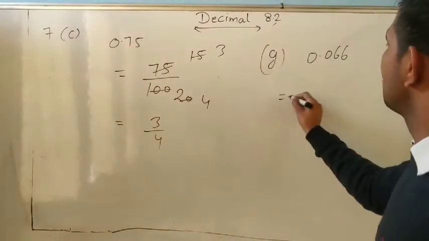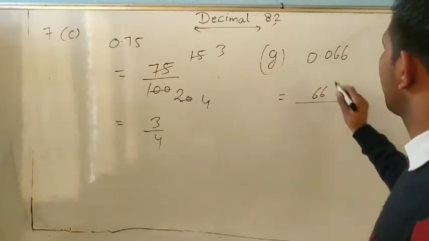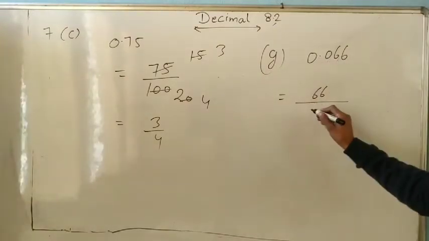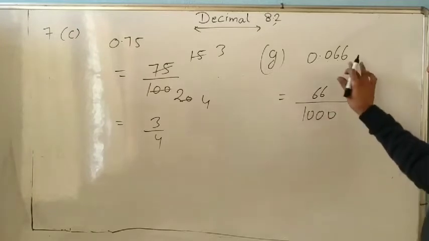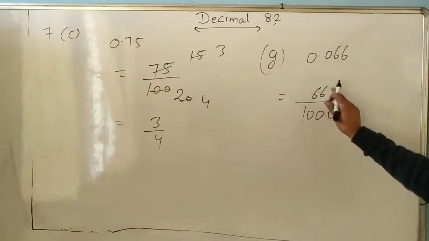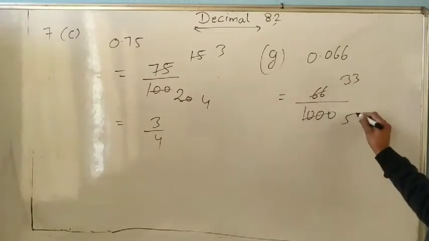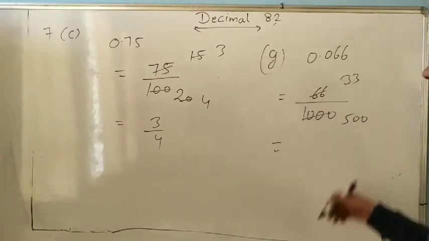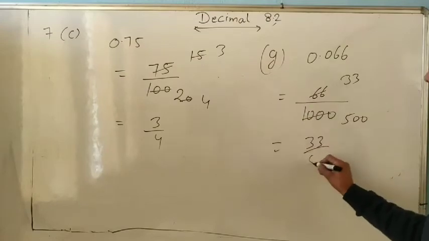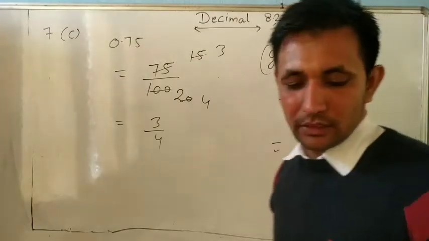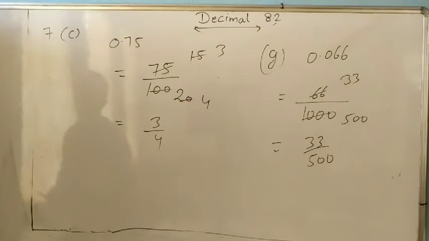0.066. So remove the decimal, 66. After the decimal, how many digits? 1, 2, 3. So 3 zeros: 1, 2, 3. So we will cancel by the first. It is also divisible by 2. It is also divisible by 2. Yes. Can you divide further? No. There is no number which can divide both numbers. So what is the answer? 33 divided by 500. Okay.